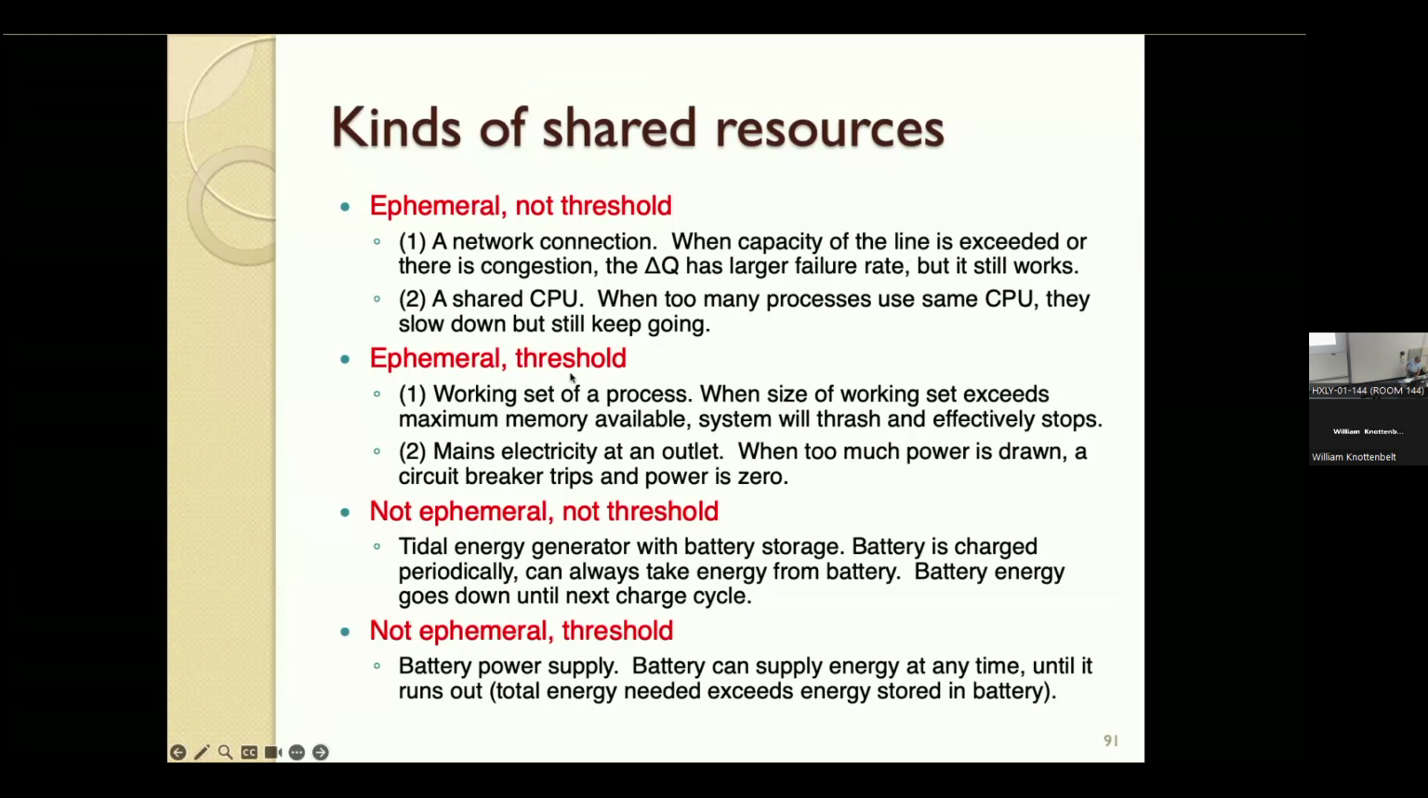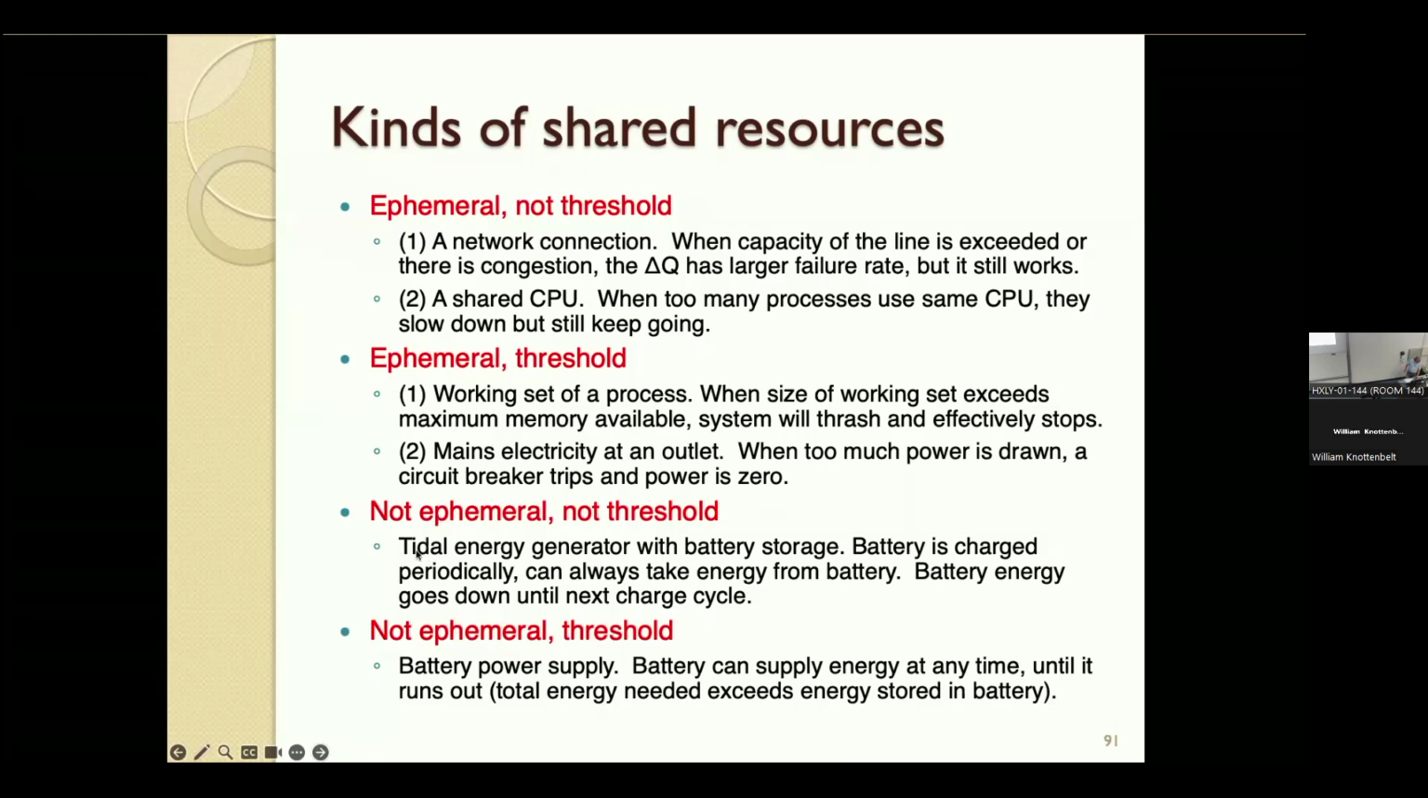And then you also have ephemeral threshold resource, for example, the working set of a process. So a process requires a working set of random access memory in order to do its stuff, and the other pages that it doesn't need are stored on disk, okay, and they're swapped in and out. But if the size of the working set exceeds the maximum random access memory available, the performance drops incredibly a lot and essentially goes to 0. Okay, so this is a phenomenon called thrashing. The same for the mains electricity as an outlet, as I explained.